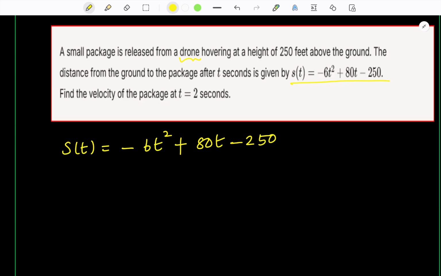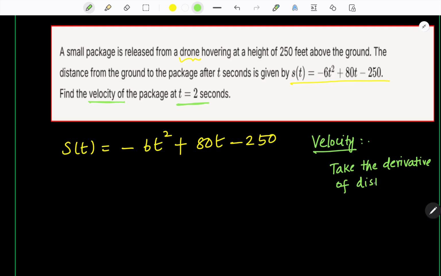The question is to find the velocity at t is equal to 2. What is the formula for velocity? I told you the formula for velocity is just take the derivative of the distance. What is your distance? S of t. So you take the derivative, s dash. Very simple. After that, put t is equal to this value. Right.